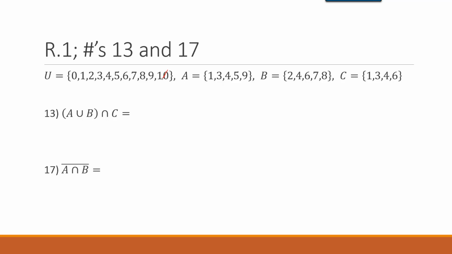Sorry about that, and that 10 shouldn't be there. So we want to find the intersection of those numbers with C. Well, if they have all the numbers in the universal set, the intersection of those would be all the numbers that are in C. Because 1 is in C and it's in A, 3 is in C and it's in A, 4 is in C and it's in A and B, and 6 is in C and it's in B. So the intersection of that would simply be all the elements that are in C.